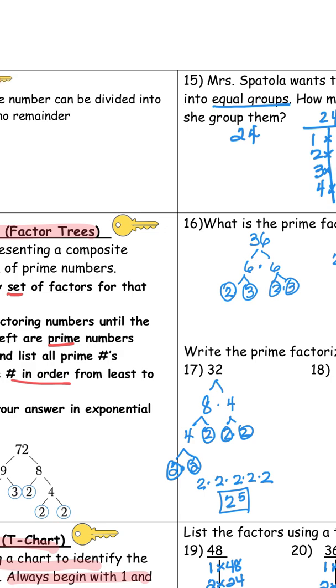So if we look at number 16, what is the prime factorization of 36? Notice I picked 6 times 6 to start. You can pick any 2 numbers. Just be careful that when you're looking at factors, you don't pick the sum. For example, for 36, it's 6 times 6.